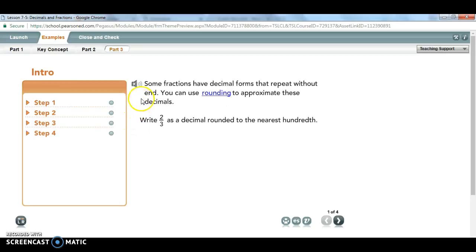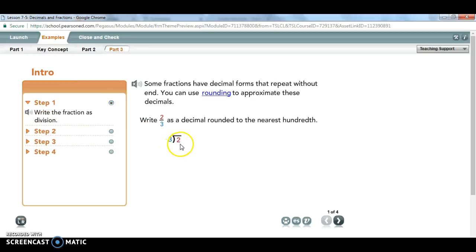We are now moving on to part 3. Some fractions have decimal forms that repeat without end. You can use rounding to approximate these decimals. So we're going to write 2/3 as a decimal rounded to the nearest hundredth. There's 4 steps, and here's the first one.